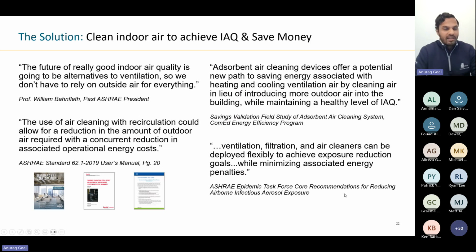Also, the IAQP and the concept of using air cleaning is discussed by a lot of industry professionals as a good approach to addressing indoor air quality. One of the quotes I really like is the one on the top left by Professor Bill Banfield, past ASHRAE president, which states that the future of really good indoor air quality is going to be alternatives to ventilation, so we don't have to rely on outdoor air for everything. So alternative ventilation, that's the Clean First approach, right? Using air cleaning as opposed to air dilution.